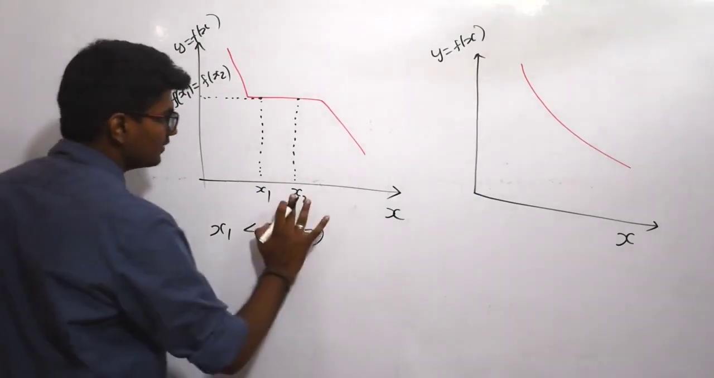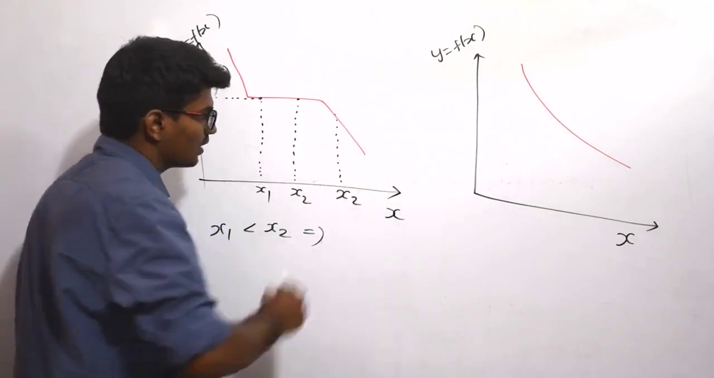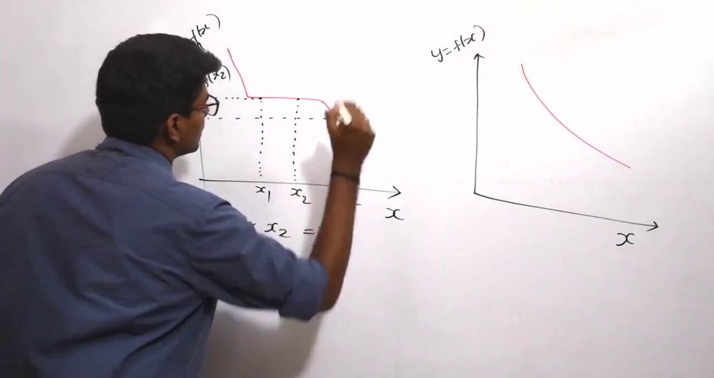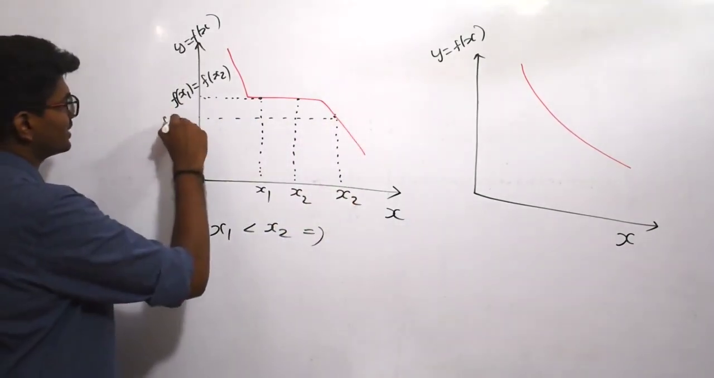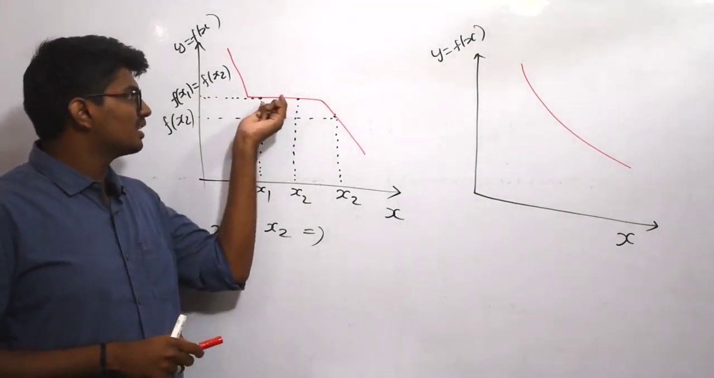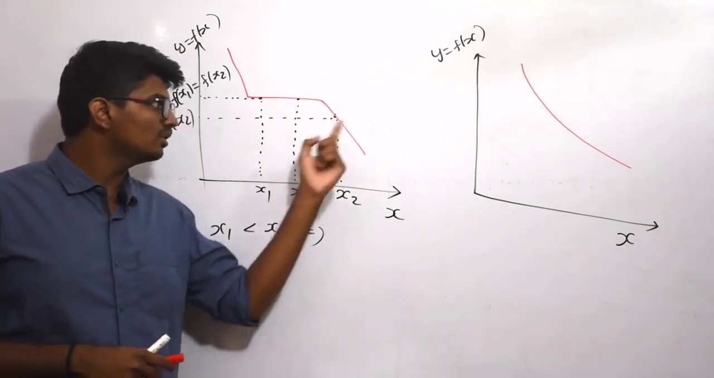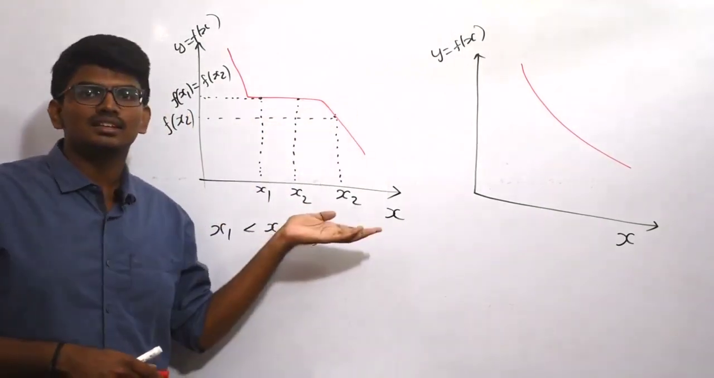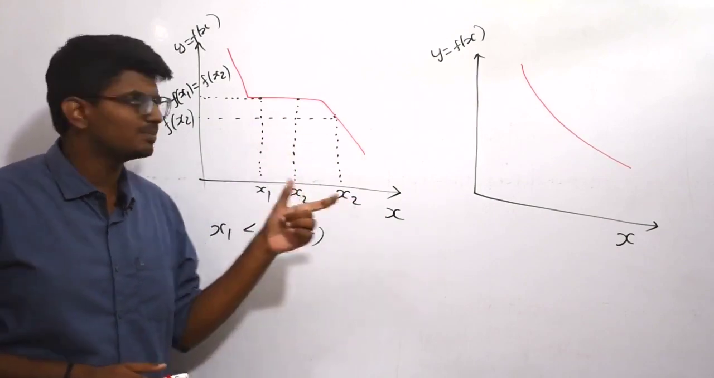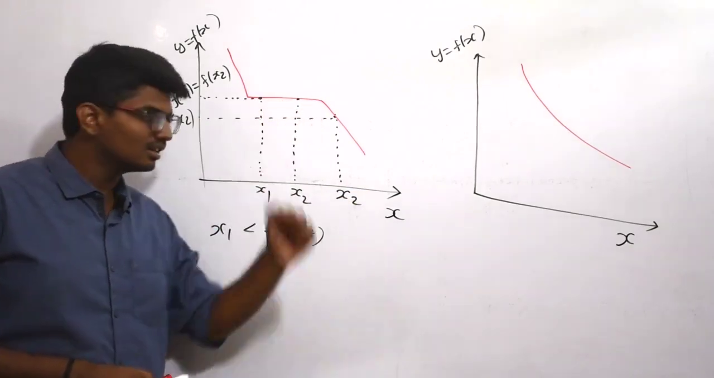But if I take x2 here, what will happen? See, what is happening to my f of x2? My f of x2 is decreasing. Initially my f of x1 was here, and now as I keep on increasing my x value, my f of x value is decreasing. So it is a decreasing function. And the same thing, strictly speaking, this is a constant, right? Strictly speaking, it is a constant function.